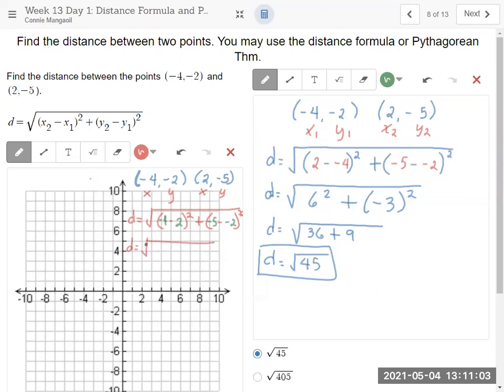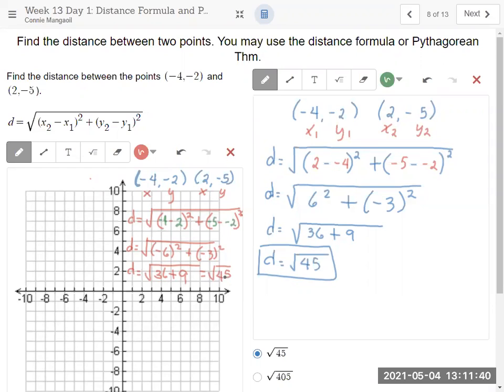-4 minus 2 is -6. Okay? And then -5 minus -2 is -3. All right? If you don't believe me, use the calculator. So -4 minus 2 is -6. -5 minus -2 is -3. Now, -6 squared is +36. -3 squared is +9. So we get the same thing, right? That's equal to square root of 45.